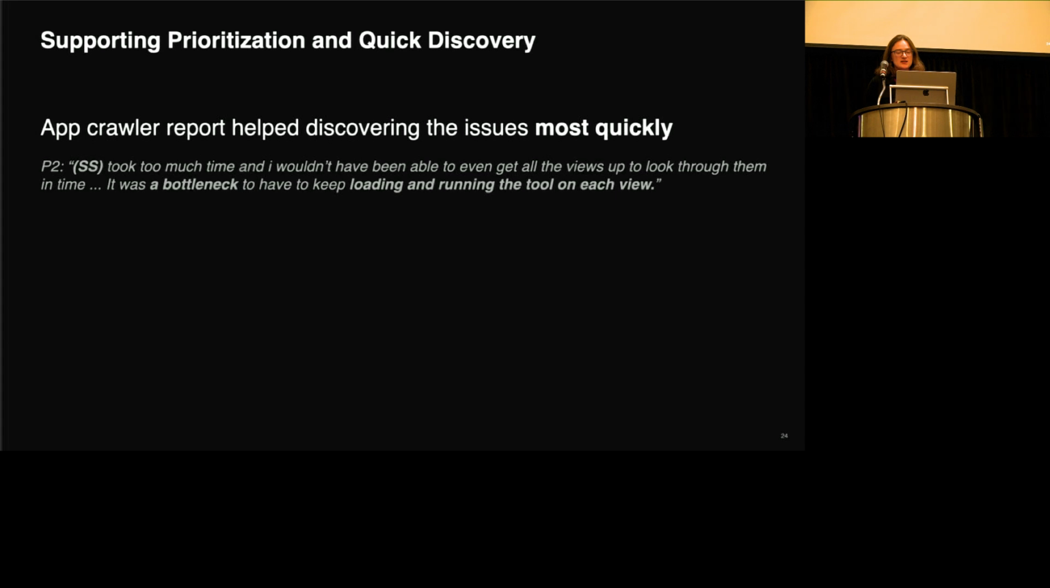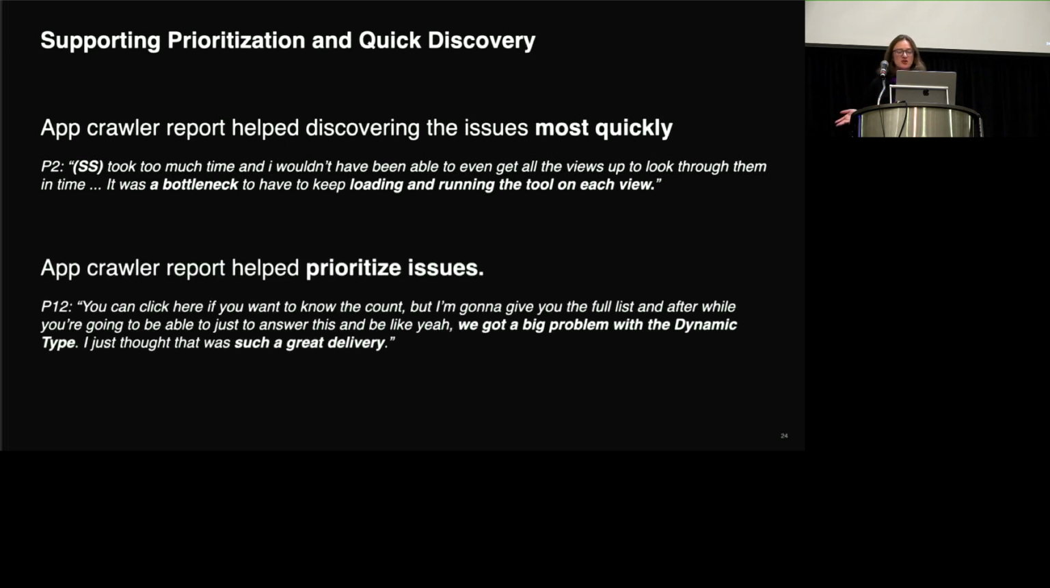Automated accessibility reports provided by the app crawler also helped participants to more quickly discover issues, such as this participant, who mentioned it was a real bottleneck to keep loading the screens and running the tool on each of the views. The participants also noted the automatic report helped them to more easily prioritize which issues to fix more immediately versus some of the lesser priority issues. And one participant said it was a great delivery to be able to quickly see an overview across the app of which screens don't support dynamic type.